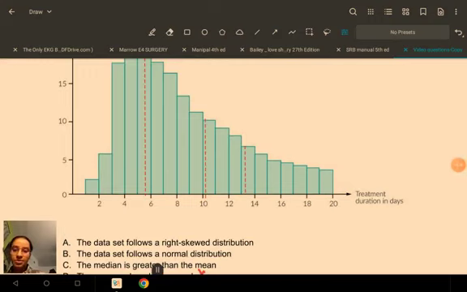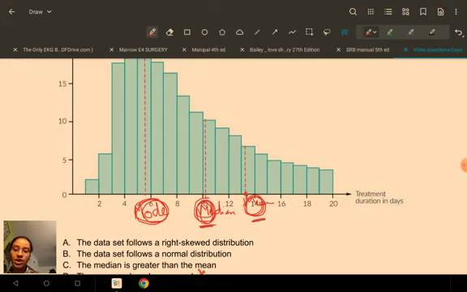The median is greater than the mean. Let's see. We are going to have the mode here, the median, and then the mean. So the mean is far along the x-axis. The mean value is coming here, let's say around 14. The median value is coming here, around 10, and the mode here is going to be 6, right? So is the median greater than the mean? No, it's going to be around 10. This one here is going to be around 14. So no, the mean is greater than the median.